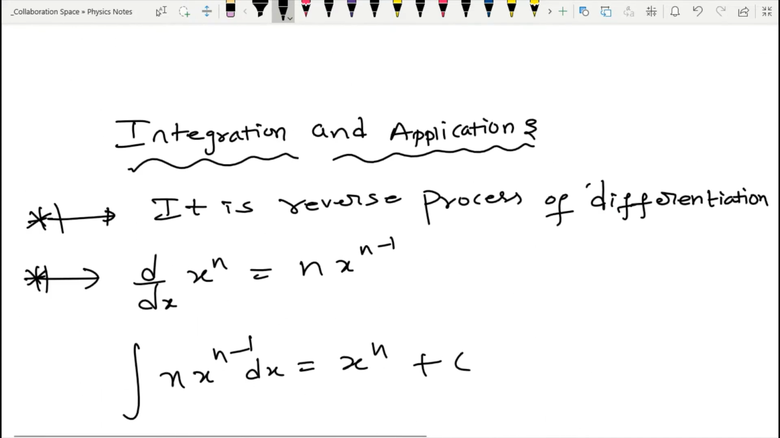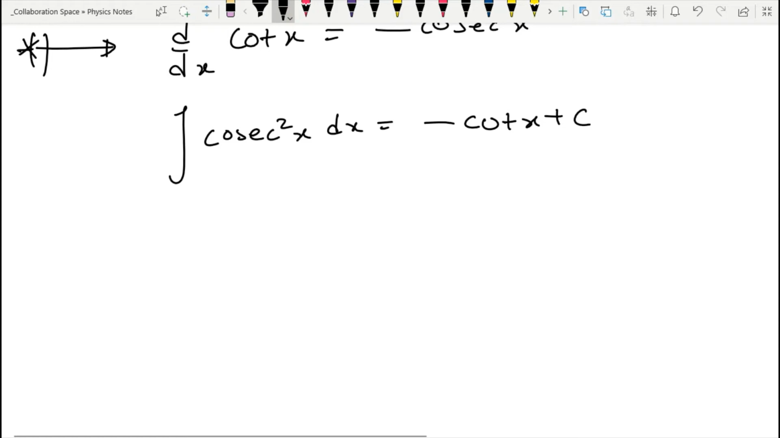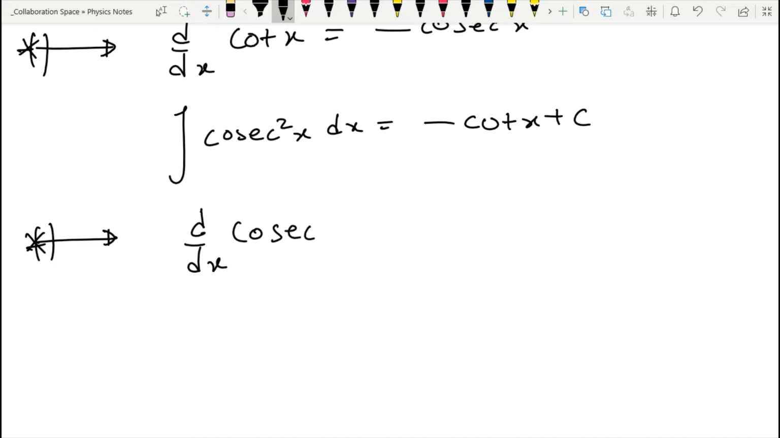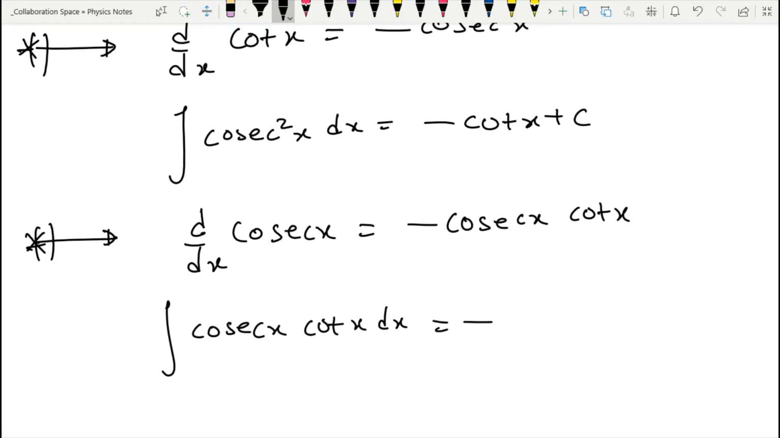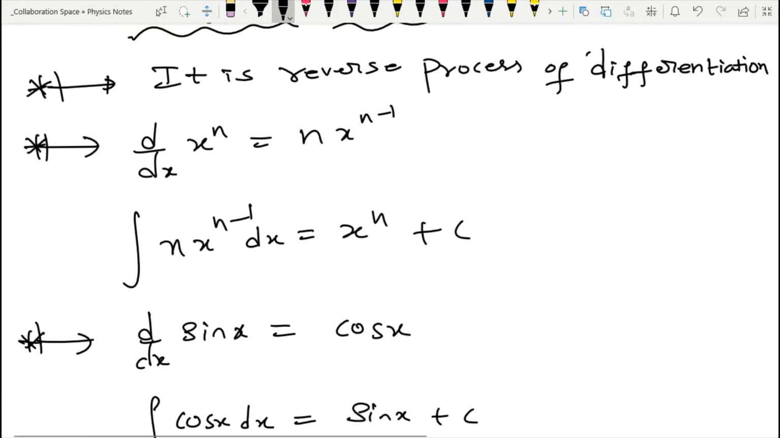If you are well versed in differentiation formulas, automatically you will become well versed in integration formulas also, because they are just the reverse process. Now let us see another one. What is d by dx of cosecant x? Minus cosecant x cot x. So what is the integration of cosecant x cot x dx? Minus cosecant x plus c. What is that c, sir? C is the integration constant.